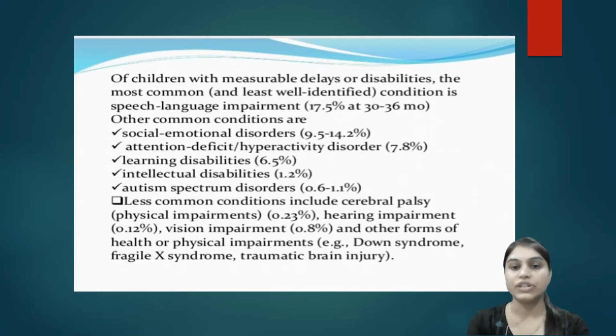Less common conditions include cerebral palsy, physical impairment, 0.23%, hearing impairment, 0.12%, vision impairment, 0.8%, and other forms of health or physical impairment. Examples are Down syndrome, Fragile X syndrome, and traumatic brain injury.